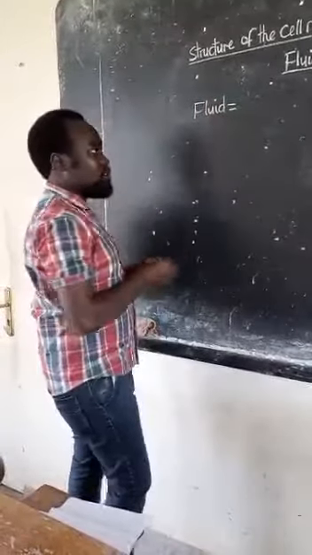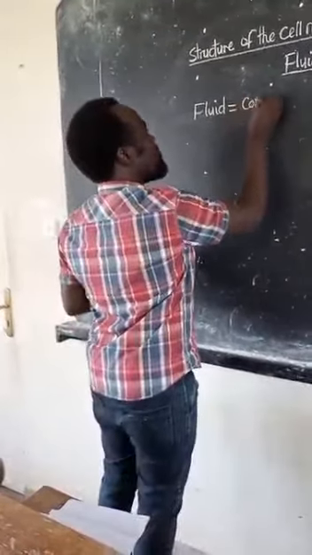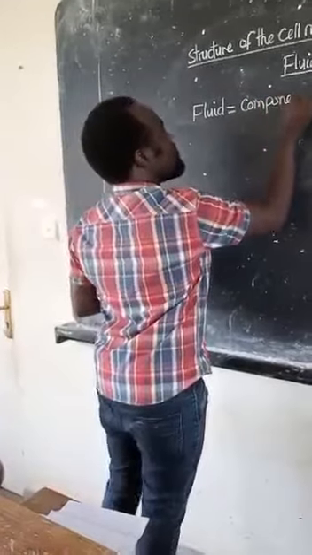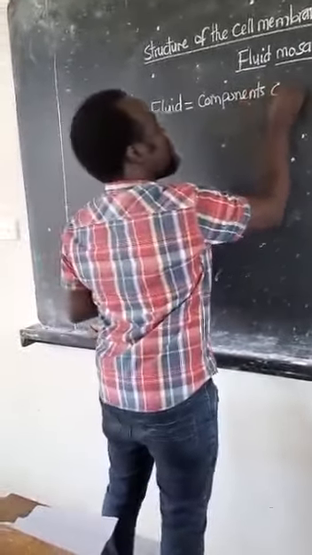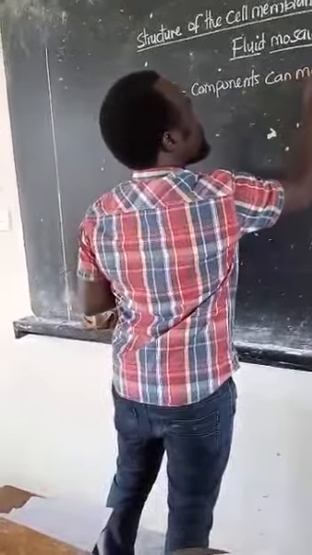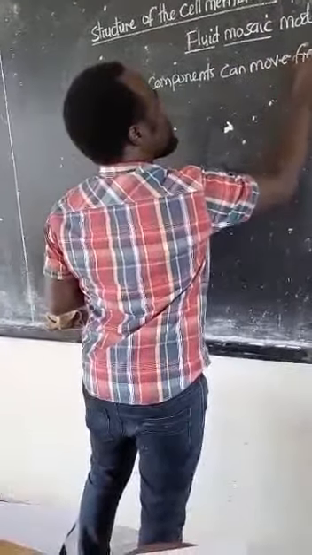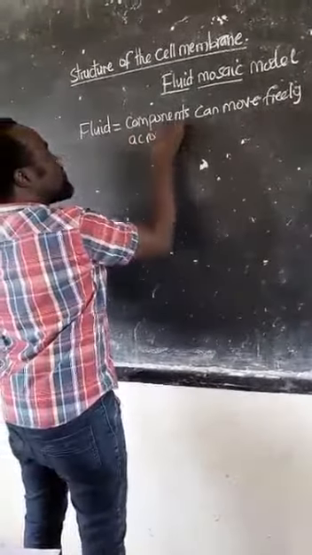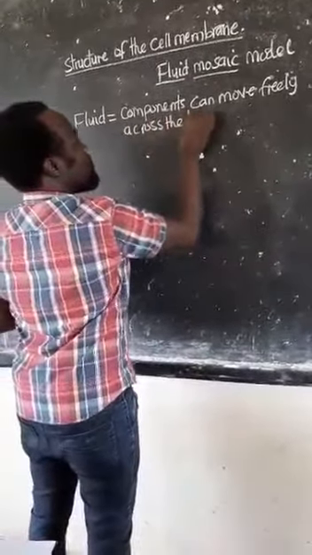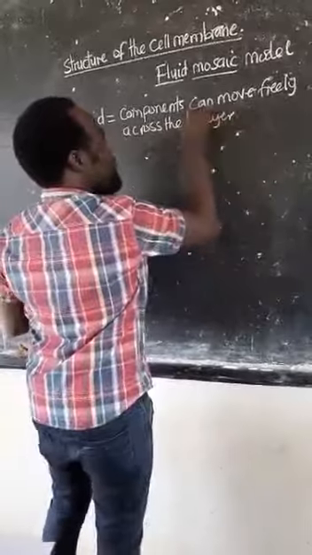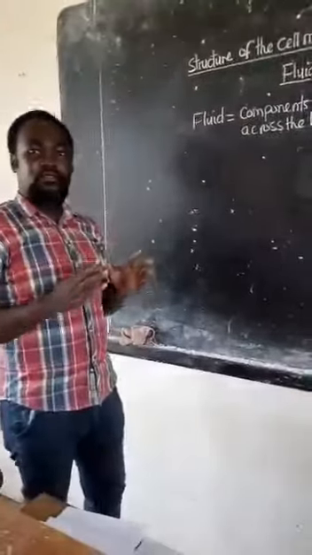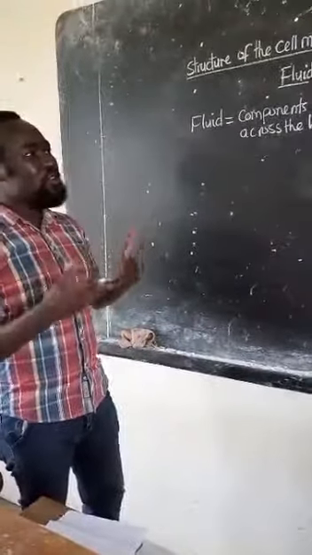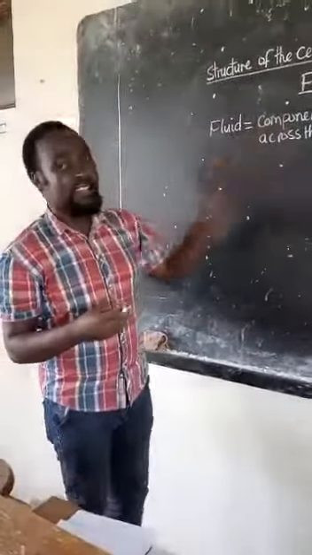The reason is that the components can move freely across the bilayer. That's why we say the membrane is fluid. But why do we say it is again mosaic?